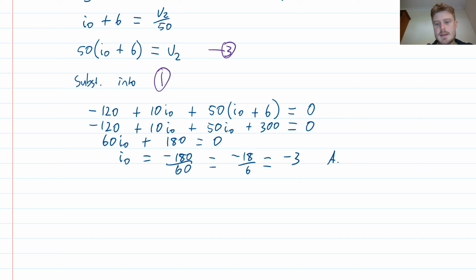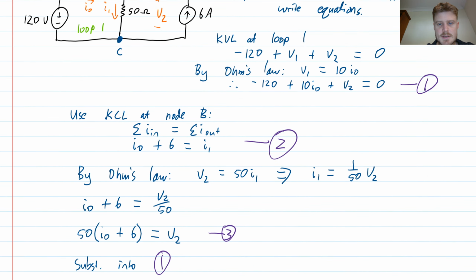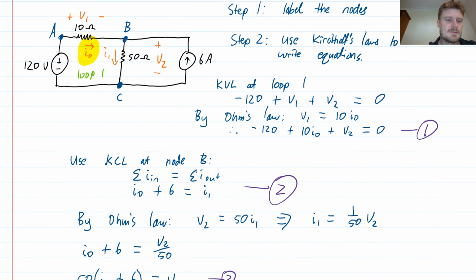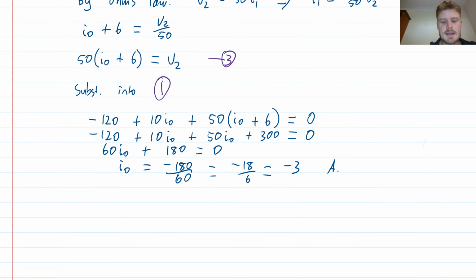So I0 here is minus 3. Let's go back and look at our circuit. The minus in this case just means that the current is flowing in the opposite direction. Here was I0, and we've solved that it's minus 3, so it just means it's flowing from right to left in this particular case. The arrow's drawn in the opposite direction, and hence we get the minus sign there.